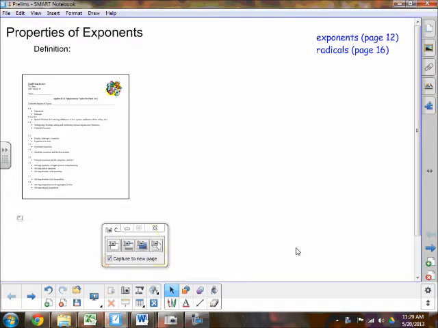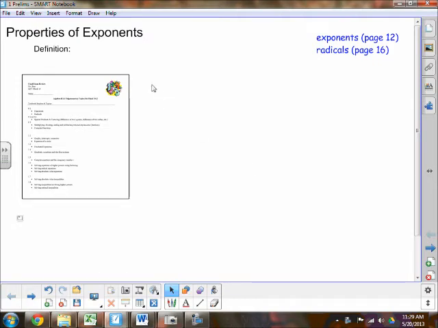First, we're going to review some preliminaries, which is basic fundamentals of algebra that you should be aware of before we get into actually working with algebraic expressions. So we're going to talk about properties of exponents and radicals first. These two things can be found on page 12 and 16 of your textbook, but we're going to go over them now just so that you're familiar with them. But the complete list is found on those two pages.